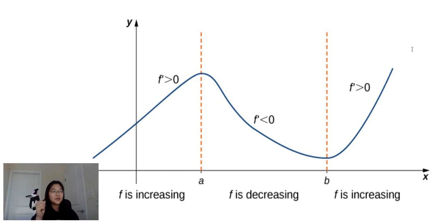Oh, sorry, I messed up all the language. When x is less than a, f prime of x is positive. When x is between a and b, f prime of x is negative, because our function is decreasing. And when x is greater than b, f prime of x is positive, and our function is increasing again.